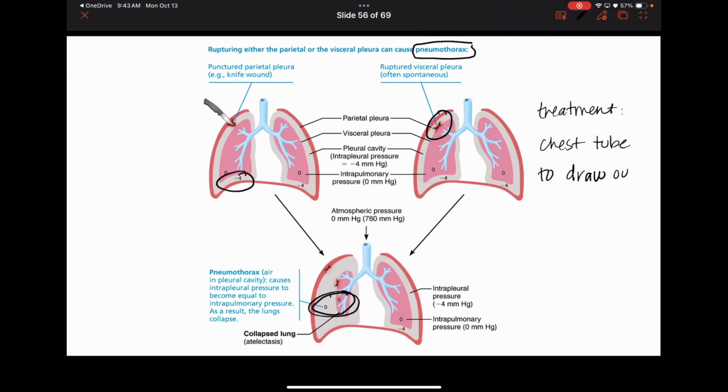To draw out air or fluid. So a pneumothorax is just another type of collapsed lung. No, a pneumothorax would be the cause of a collapsed lung, yes. And then the pneumonia that causes a plugged up bronchiole, that would be a cause of a collapsed lung or atelectasis, yeah. So it is a condition, but it's more like an event that then causes the collapsed lung.